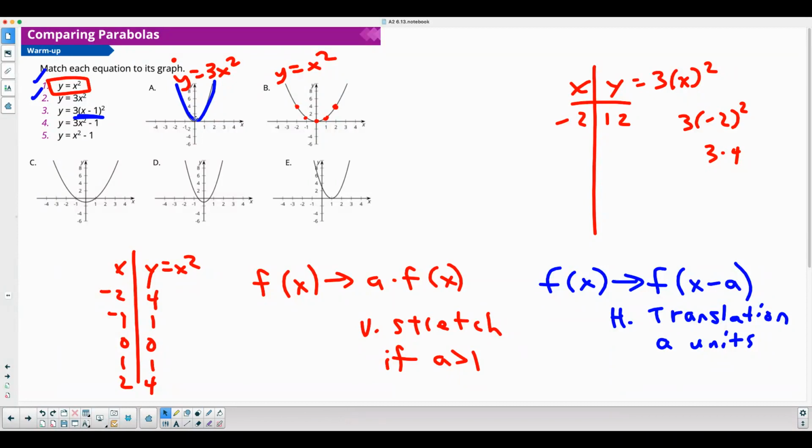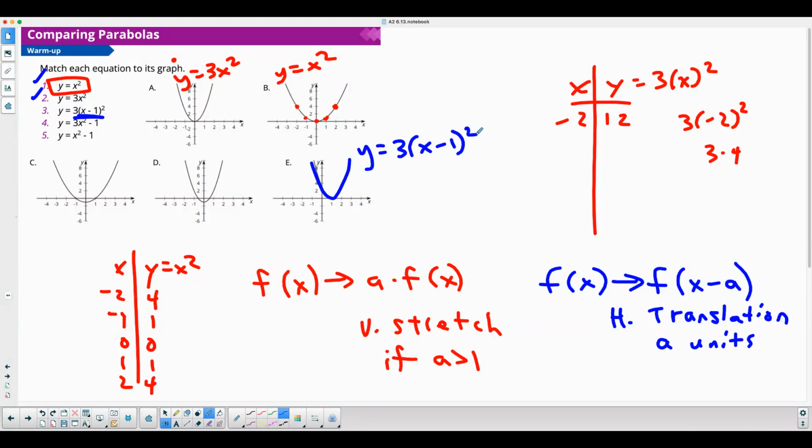So we want the same width as this. This one goes down 1 from the origin. This one over here goes right 1. Okay. So it's like you took that graph, y equals 3x squared, and moved right 1. And boom, there it is. So that would be y equals 3 times x minus 1 squared.